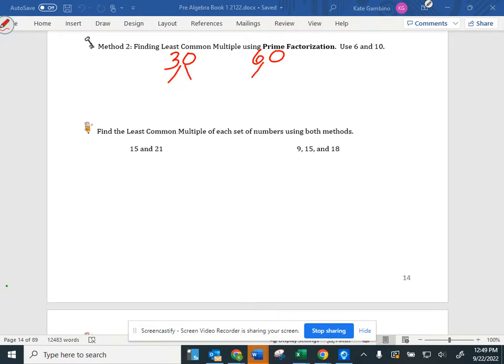Okay, so let's look at what factors they share. So 30 could be 2 and 15. 15 is the 3 and the 5, right? 60 could be 2 and 30. 30 is 2 and 15. And 15 is 3 and 5, bringing down the ones that are already prime.